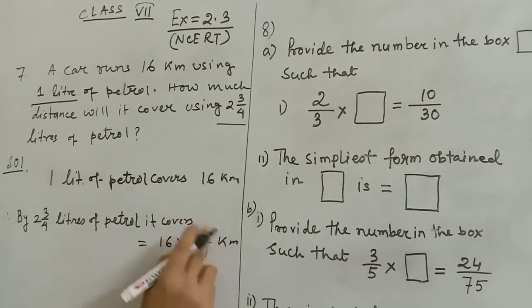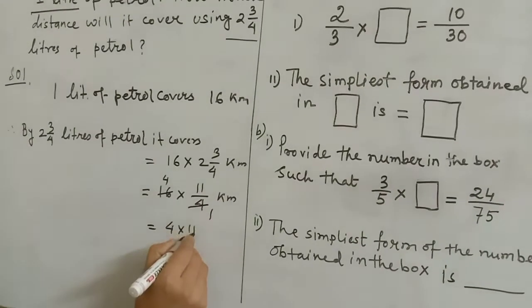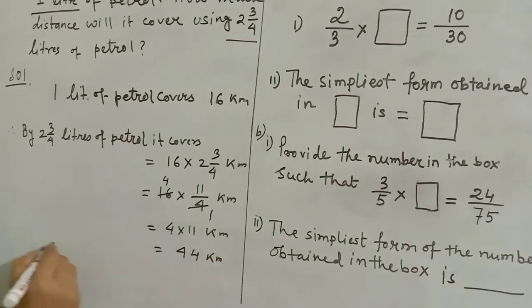As it is a mixed fraction, convert it into an improper fraction. 16 into 11 by 4 kilometers. If it is possible to cancel, cancel it. 4 1s are 4, 4 4s are 16. So 4 into 11 kilometers, that is 44 kilometers. Understood? Now by using 2 3/4 liters of petrol, it can cover 44 kilometers.